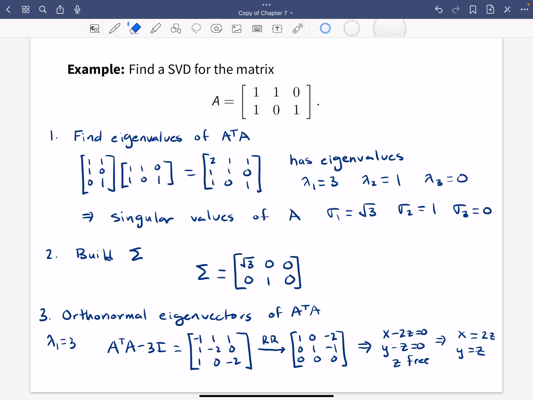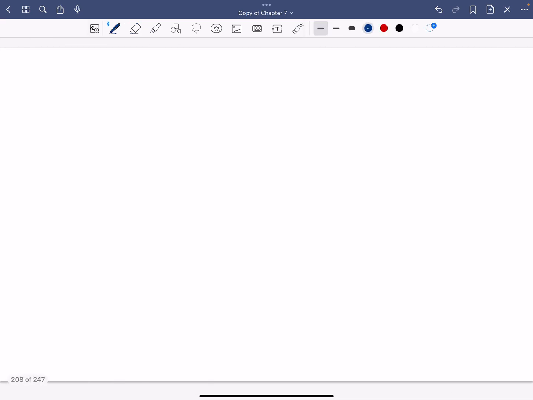I don't want to make it too cramped. So that tells me that my vector x, y, z, and sorry for the changed pen thickness, the template changed here, so x, y, z: x is equal to 2z, y is equal to z, and of course z is equal to z. So I can pull a z out, and that gives me z, which is my free variable, times 2, 1, 1.